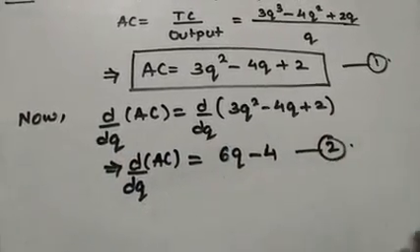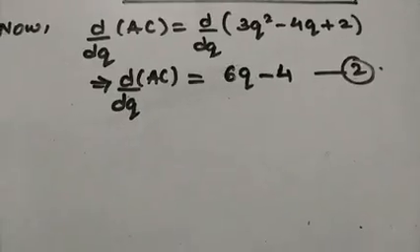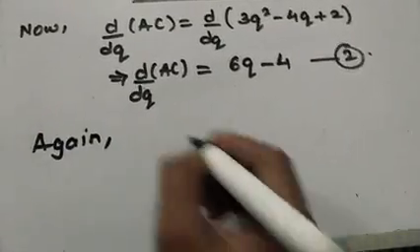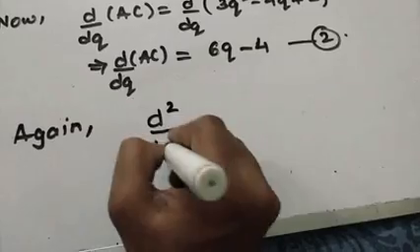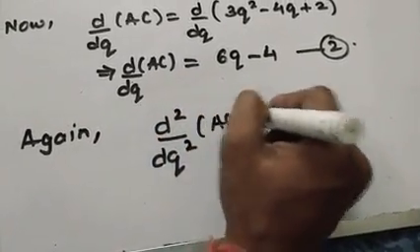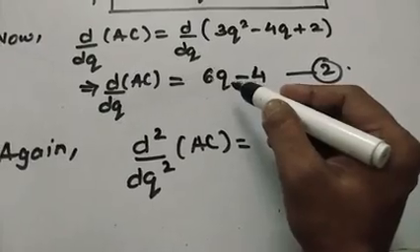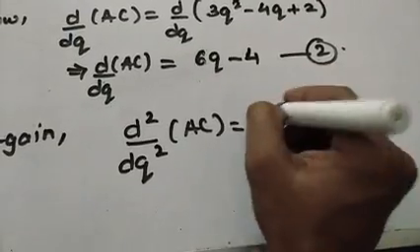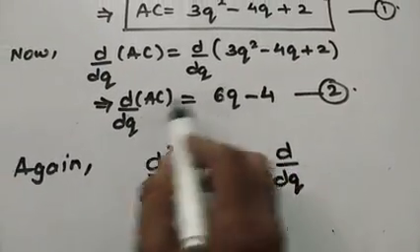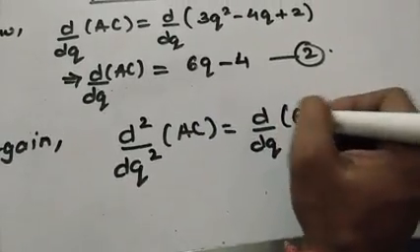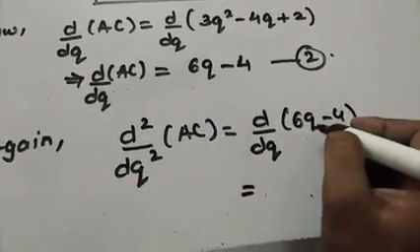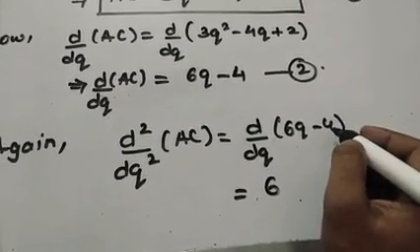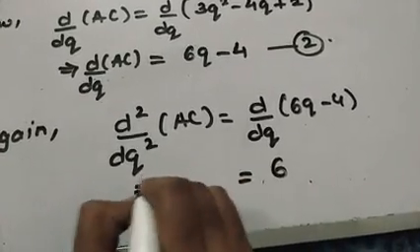Number 2. Now the second order derivative, d square by dq square of AC. First of all, write d/dq of 6q minus 4, that is, differentiating both sides. The derivative of q is 1, so 1 into 6, 6. The derivative of 4 is a constant, the derivative is 0. This is our second order derivative.